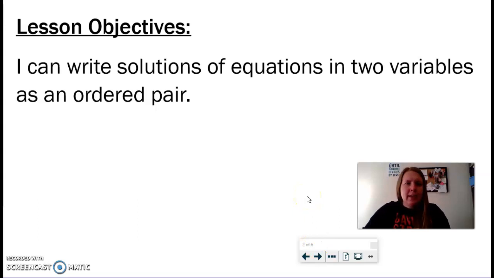Our objective today is, by the end of it, I can write solutions of equations in two variables as an ordered pair. So, writing solutions of equations with two variables as an ordered pair. Let's talk a little bit more about our ordered pairs and what that really means.